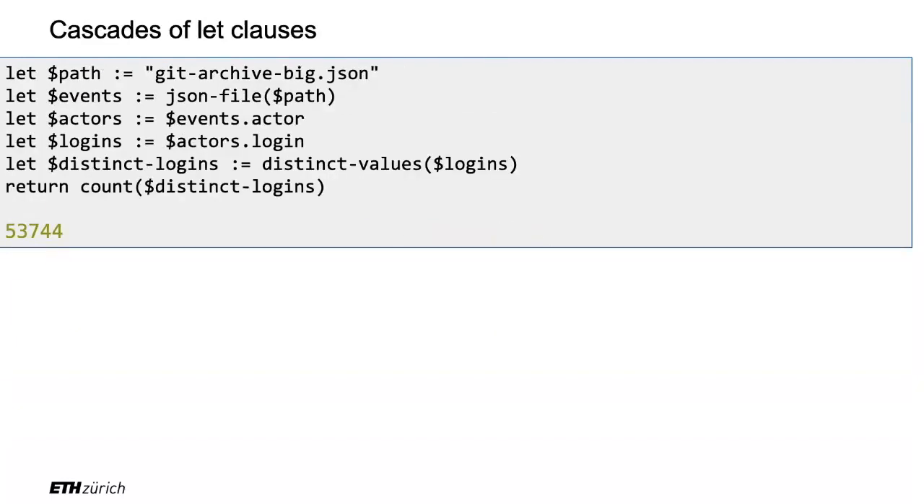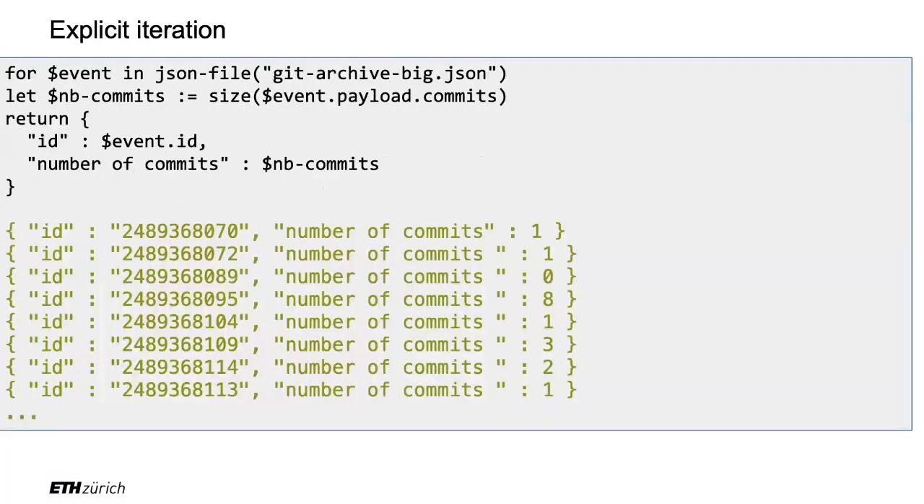Okay, now lets are one thing. There's also fors. For is an iteration. It means that for every one of these events in the JSON file, I'm going to bind the $events to one at a time, one after the other. And for each one of them, NB commits will be the size of the array. And for each one of them, I'm returning the event ID inside the ID field, and I'm returning the number of commits set to the number of commits, right? So that's the list of my events, but I only have the ID and I have the size of the array in payload commits. Who understands that?